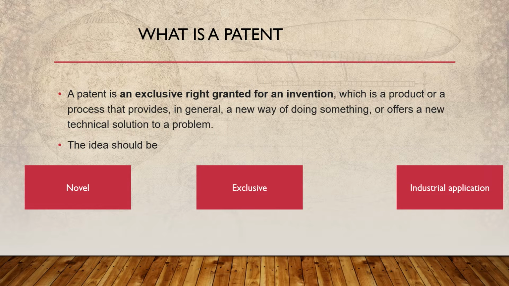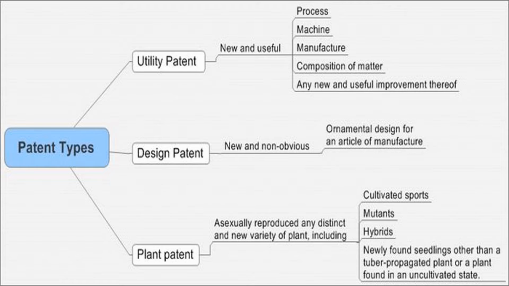So what is a patent? A patent is an exclusive right granted for an invention, which is a product or a process that provides, in general, a novel way, a new way of doing something, or offers a new technical solution to a problem. The idea should be novel, exclusive and non-obvious, and must consist of an industrial application.